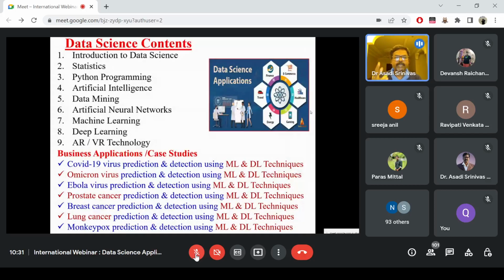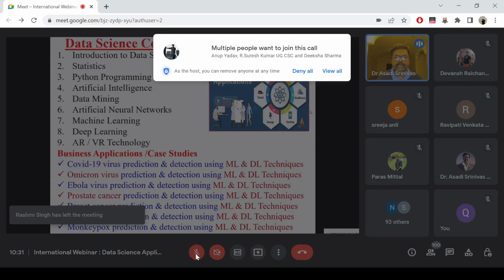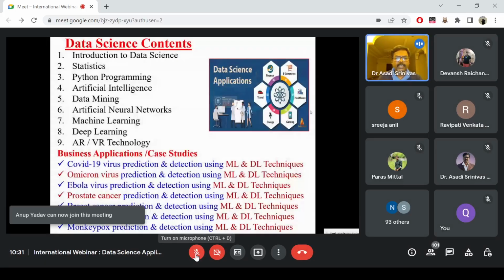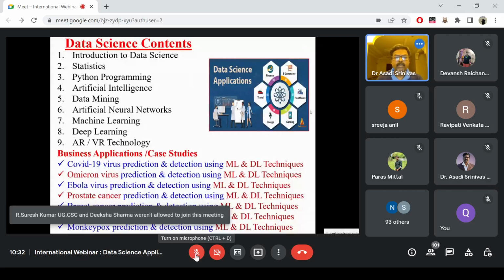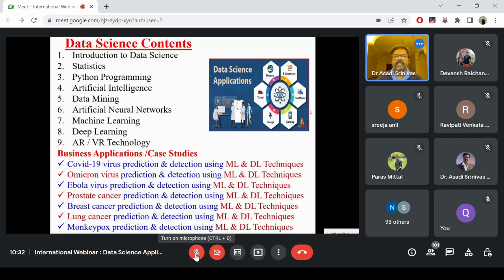These are the major concepts I am going to cover, followed by the practical demonstration on COVID-19 virus prediction and detection using ML and DL techniques, Omicron virus prediction and detection using ML and DL techniques, Ebola virus prediction and detection using ML and DL techniques, prostate, breast, and lung cancer prediction and detection using ML and DL techniques, and, as the current research is ongoing, monkeypox prediction and detection using machine learning, deep learning and various AI techniques I am applying on the data sets.